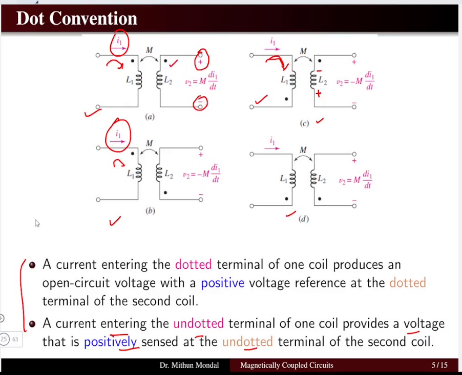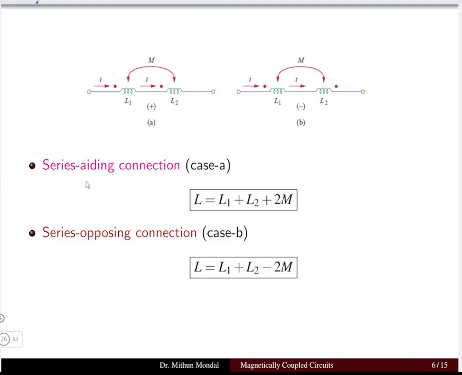So this is known as the dot convention, and these two rules will be obeyed to find the polarity of the voltage with respect to the mutual inductance. Now there is something called a series adding circuit and a series opposing circuit.